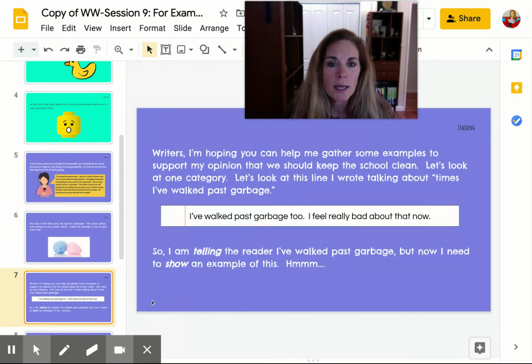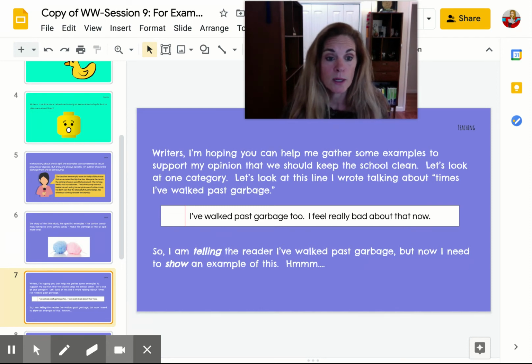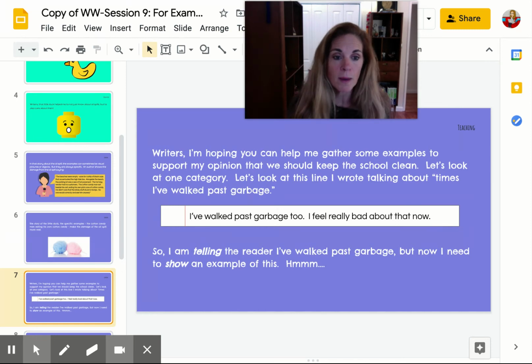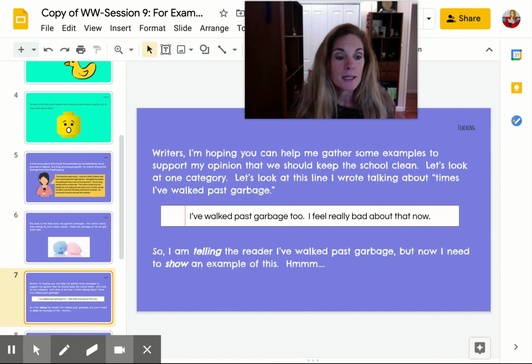So remember we were talking about how we can improve school and how the janitor should get a lot of recognition in order to keep our school clean? Well, here's a category. We talked about being organized. This is one of my categories. It's about walking past garbage. I've walked past garbage too. I feel really bad about that now. So right there, I'm telling the reader that I've walked past garbage, but now I need to show an example of this. So instead of just saying, I did it, I need to show an example.